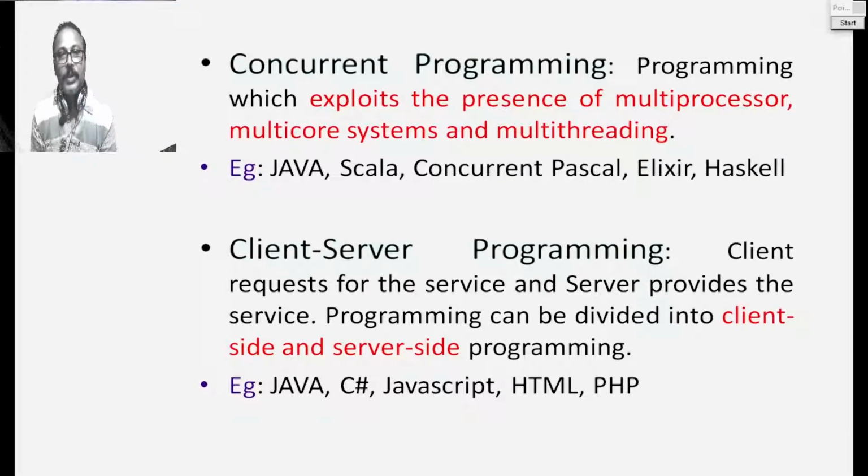Concurrent programming exploits the presence of multiple processors, multi-core systems, or multi-threading. Whenever you have more than one processor, more than one CPU, or multiple cores, you can say a core is equivalent to an arithmetic logic unit. So there are multiple arithmetic logic units. Then multi-threading means something you want to execute in parallel. All these try to exploit the hardware capability. Java, Scala, Concurrent Pascal, Elixir, and Haskell are examples of concurrent programming languages.